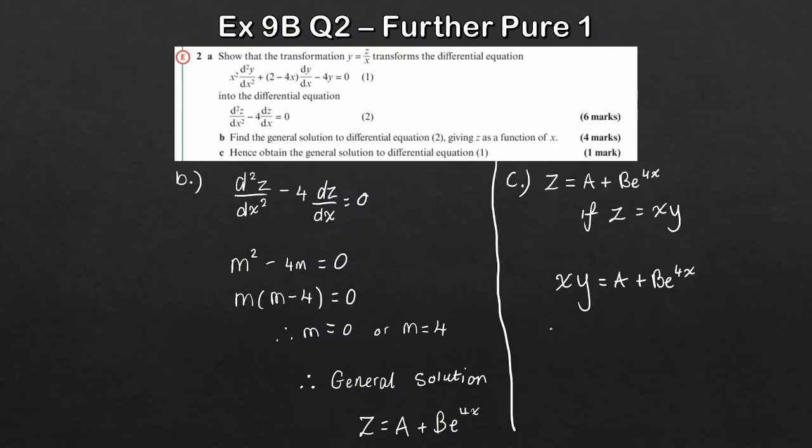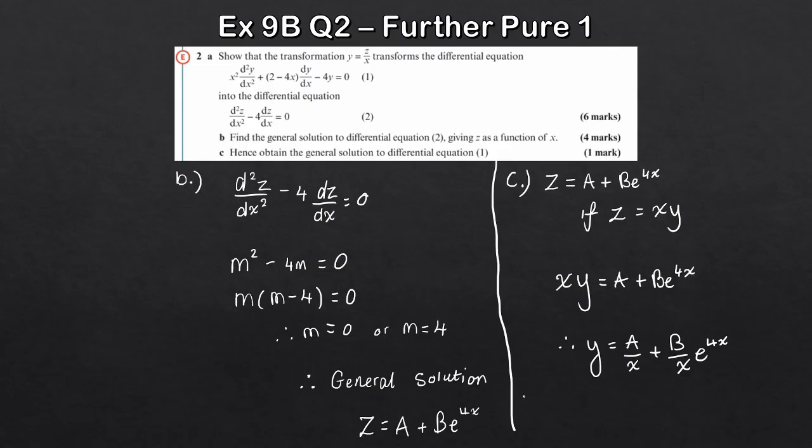And remember, to get the general solution for the differential equation 1 given, we want it in terms of y. So how do we get it in terms of y? We just divide through by x. That's a over x plus b over x times e to the 4x there. And there we have it. So that's the final mark for that question.